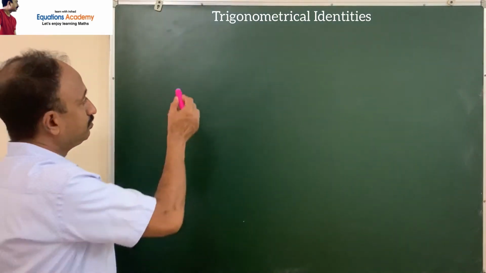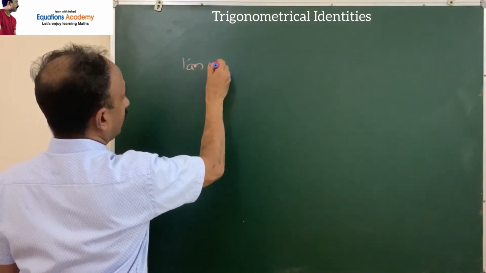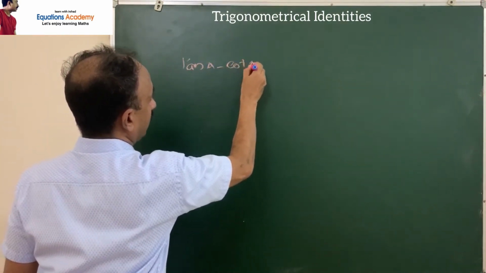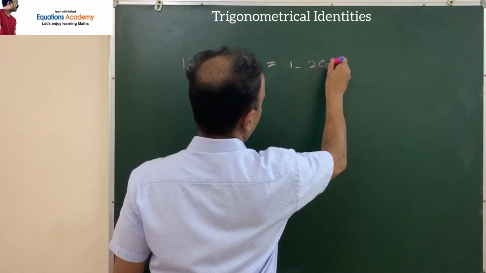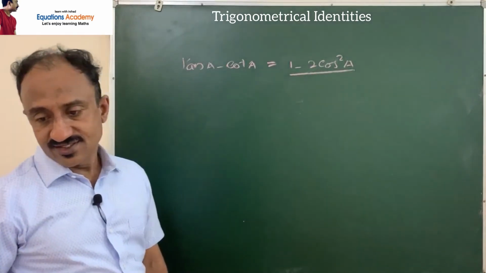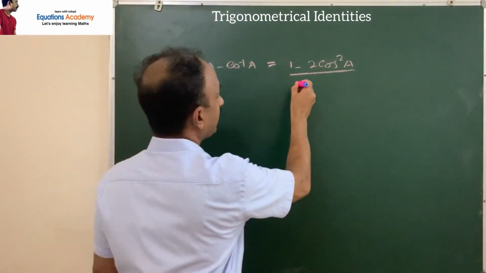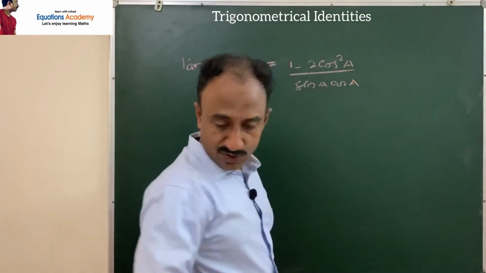Question 4. Prove that tan A minus cot A is equal to 1 minus 2 cos square A divided by sin A cos A.